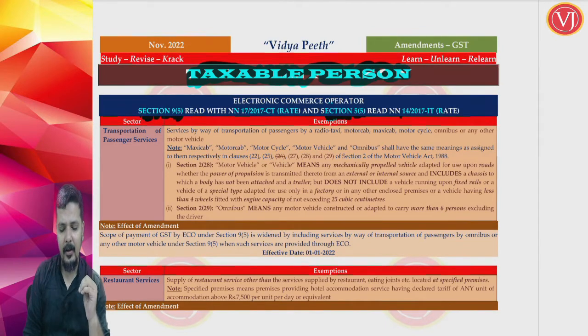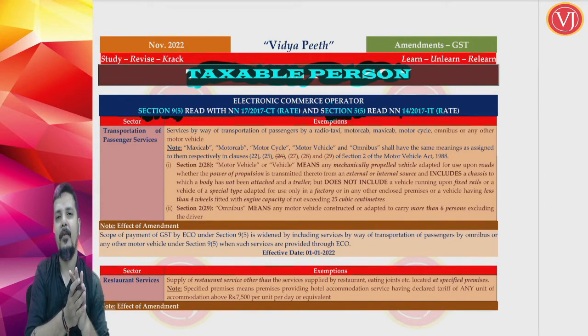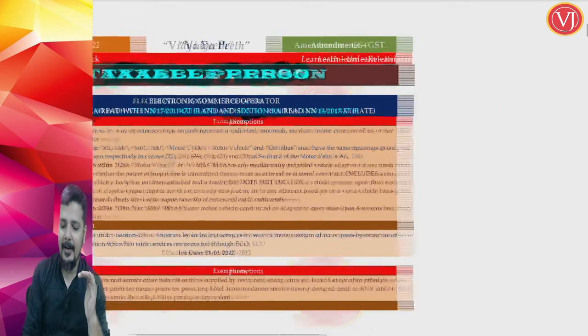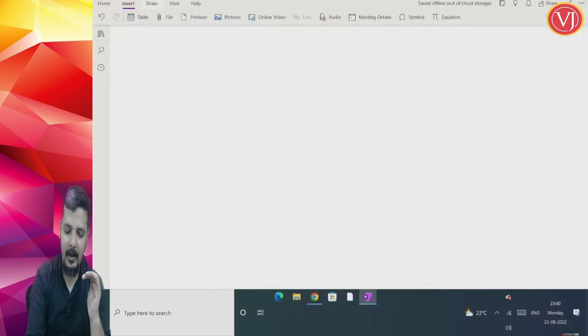Now friends, you are talking about what amendment exactly is that. So when you talk about your electronic commerce operator, basically section 9(5), we will call it section 9(5) of the CGST Act. The same thing is copied in section 55 of the IGST Act. Basically when you are talking about section 9(5) and section 55 of the CGST and IGST Act respectively, they are telling that it is neither the supplier who has to pay the tax nor the recipient who has to pay the tax.